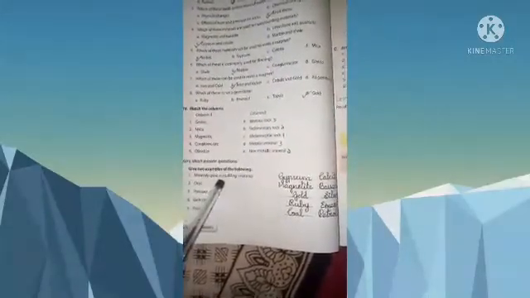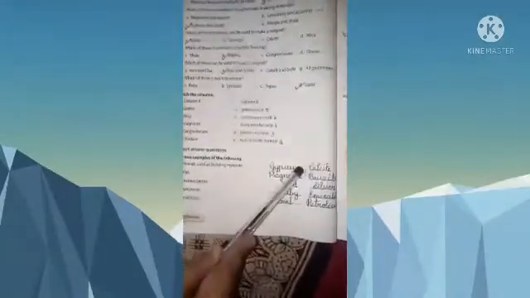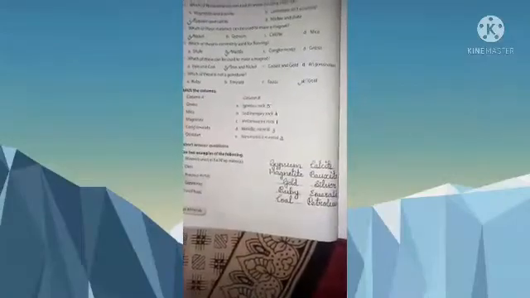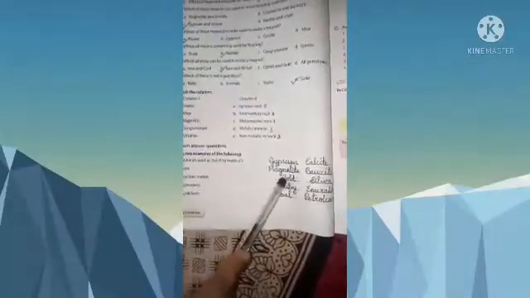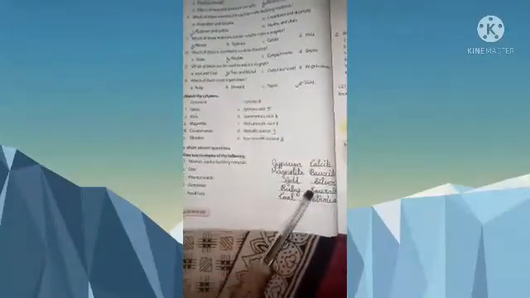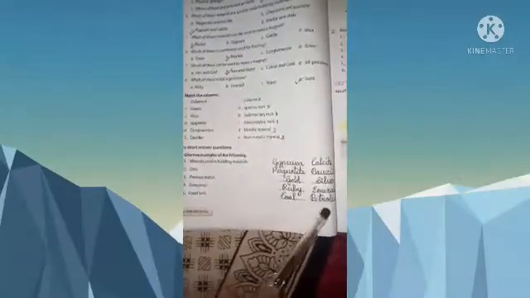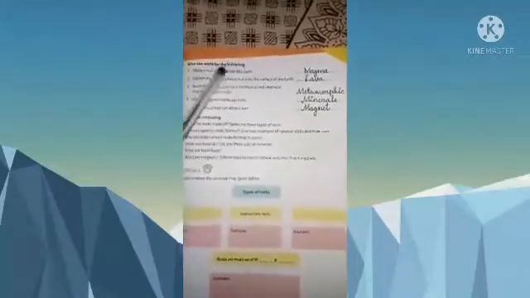Minerals used as building materials: gypsum, calcite. Ores: magnetite, bauxite. Precious metals: gold, silver. Gemstones: ruby, emerald. Fossil fuels: coal, petroleum. Next, give 1 word for the following.